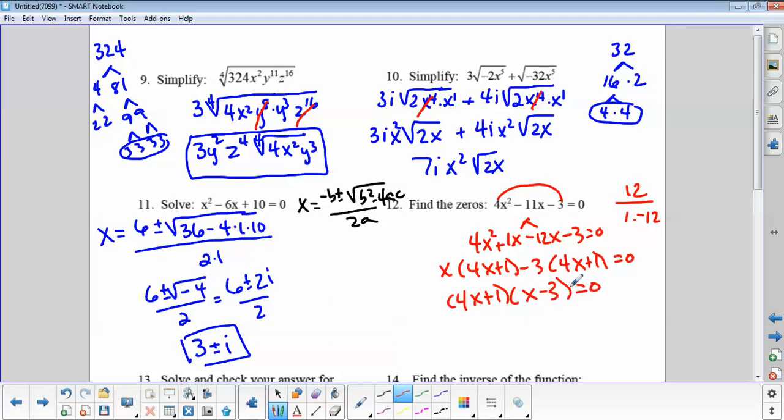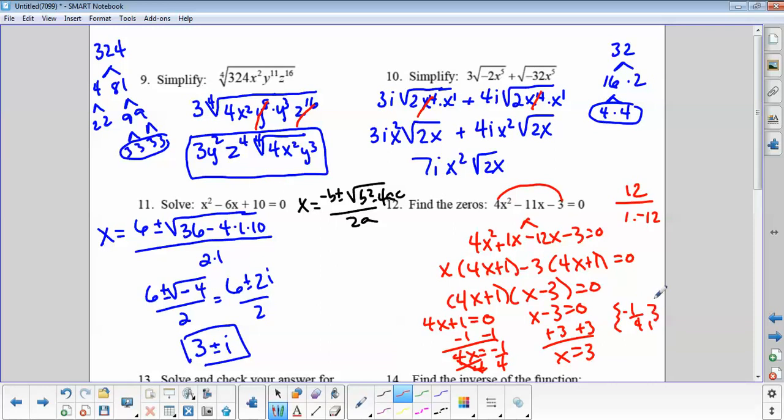So once you have it factored, you set your factors equal to 0. You have 4x plus 1 equals 0, and subtract the 1. 4x equals -1, and then divide by 4. So one answer is -1/4. The other one, if you add 3, you get x equals 3. So you have a set of answers, -1/4 and 3.